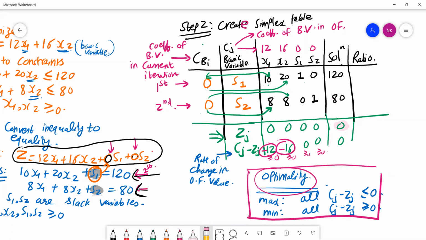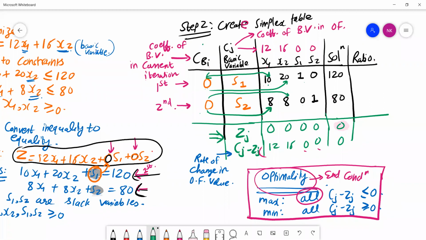That optimality is nothing but your end condition. Till what time should you be continuing with this process? Till the time you receive all the Cj minus Zj to be less than or equal to 0. All the Cj minus Zj. I am writing all, not a particular one. So let's continue with this thing. It will be 12 and 16. So it is the indication that on further continuation, you may have higher profit values.